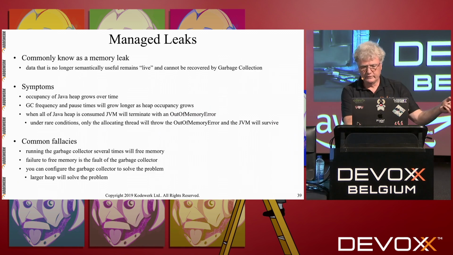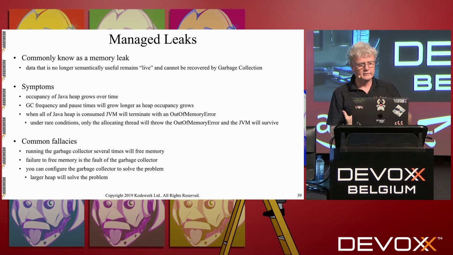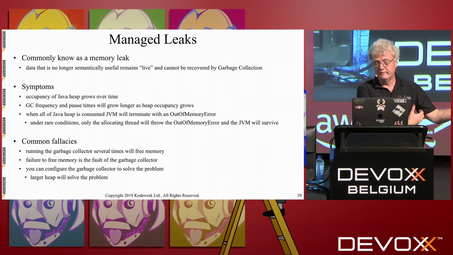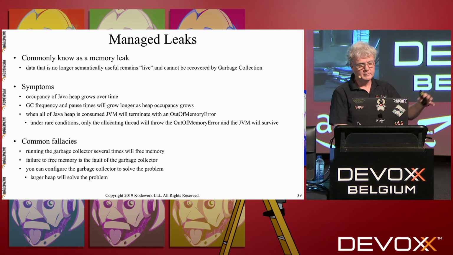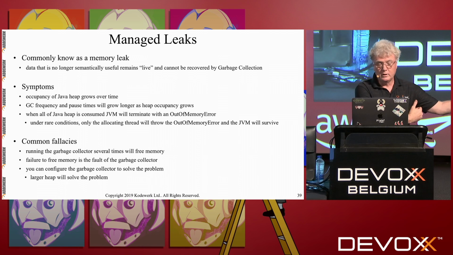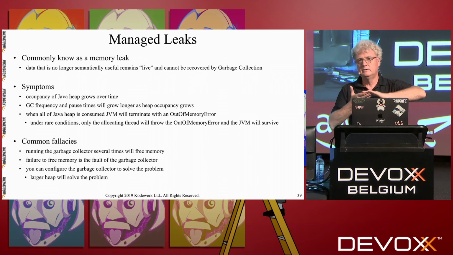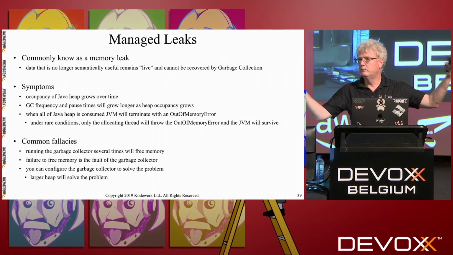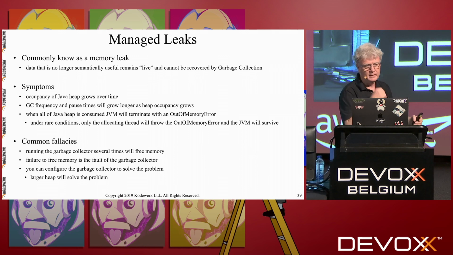Okay, so let's go back to this thing here. We have managed leaks, commonly known as memory leaks. The data is no longer semantically useful, remains live, and cannot be recovered by the garbage collector. Symptoms: occupancy of the heap grows over time. GC frequency and pause times will grow longer as heap occupancy grows. As you can see, the more live data I have in memory, the more work the garbage collector has to do, and therefore our pause time is getting longer and longer.